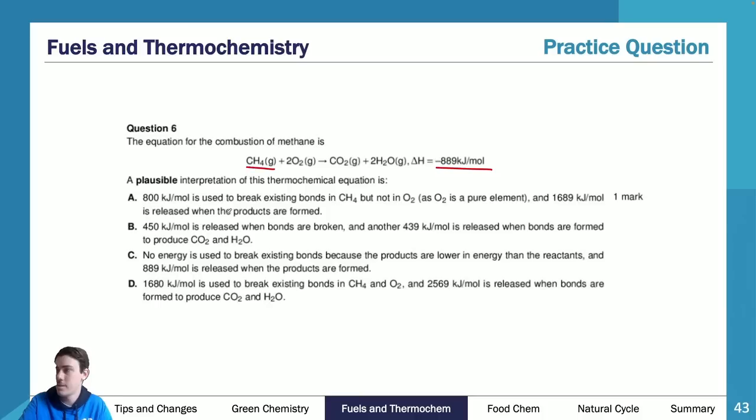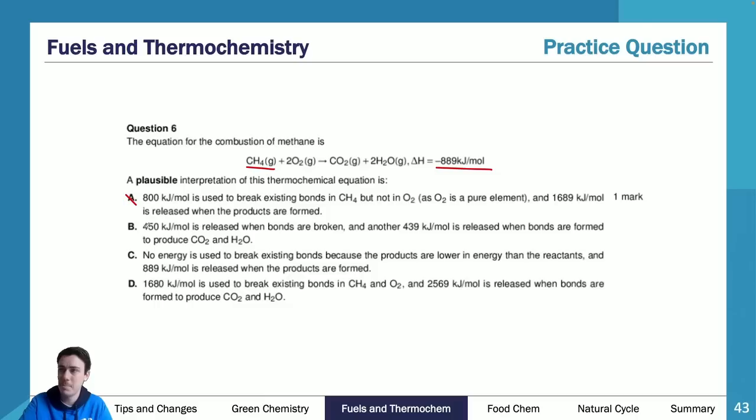So it says 800 kilojoules is used to break the existing bonds of CH4, so the methane, but not in O2, as O2 is a pure element, and this much energy is released. Well, no, that O2 isn't released as a product, so the O2 must be broken down to bind onto other things, so no. So that's what I wanted you to get from that answer. The rest of it might have been a bit confusing, but understanding that the O2 isn't released as O2, it has to be broken down. So therefore, A is wrong.